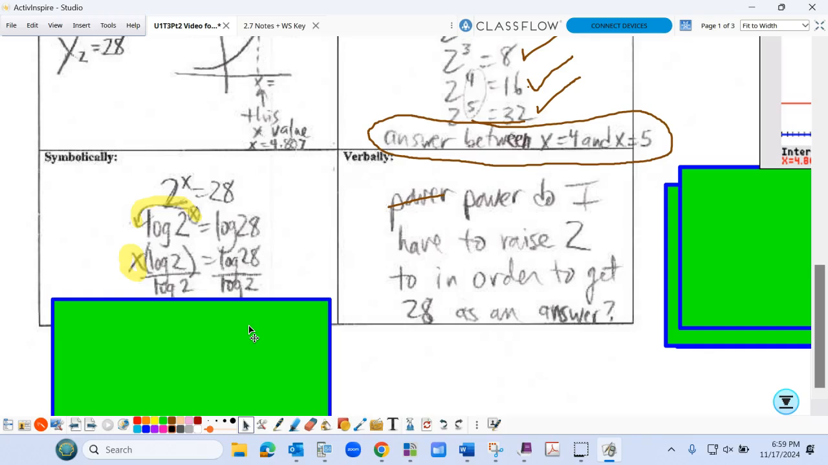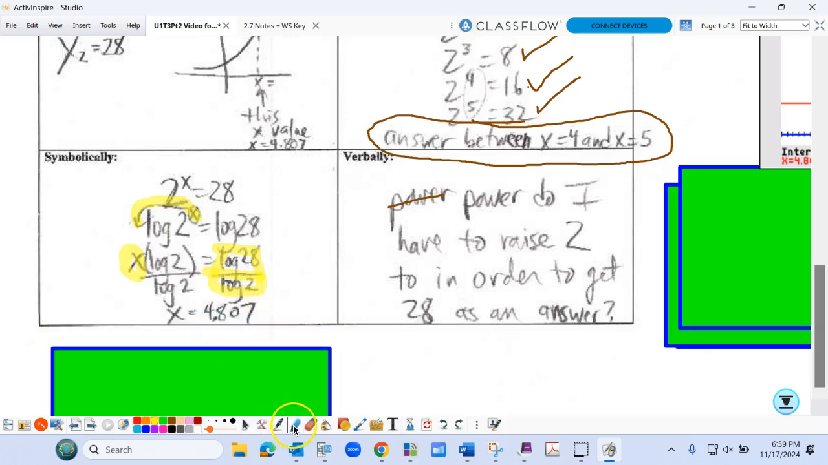And then when you put this in your calculator, specifically hitting the log button and 28, and then doing division, and then hitting the log button and then 2, you're going to get the same answer as your solving graphically by finding the intersection. These are the same answers.